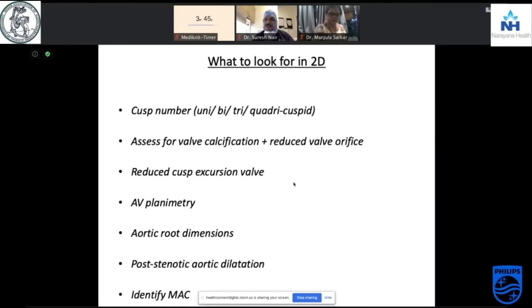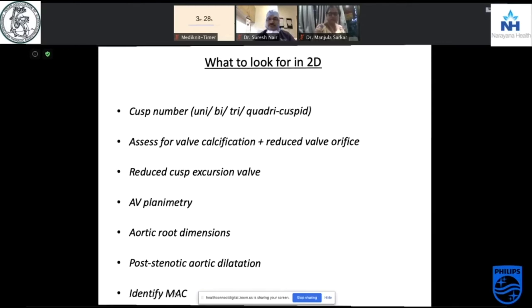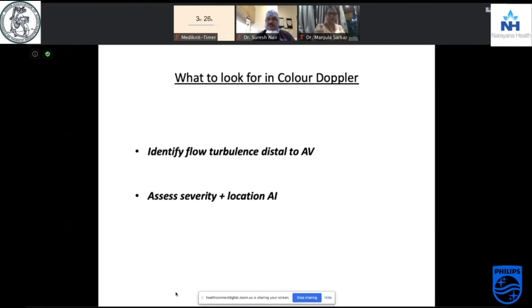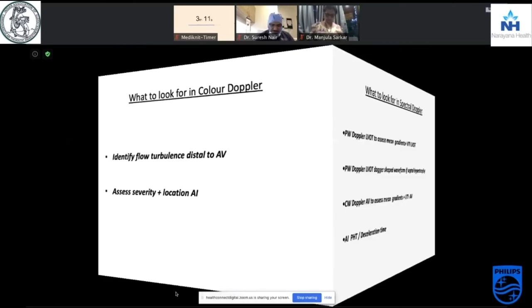So what do you look for in 2D? Just look at the cusp number and assess the quality of the valve, look for calcification, thickening, and also do the planimetry area and Doppler evaluation, and identify MAC, that is mitral annular calcification. And what do you look for in color Doppler? Look for the turbulence. Make sure it is at the level of the aortic valve leaflets. If it is below or above, then you will have to think of an alternative diagnosis, and you have to find out by other methods. And look for associated aortic regurgitation if it is there.